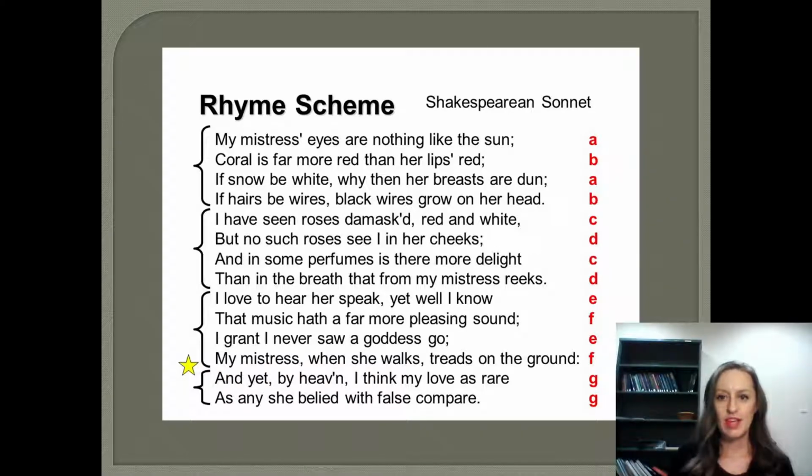Okay, and then for the rhyme scheme, you can see how it works out here. You have the first quatrain, which is A, B: sun and dun rhyme, red and head rhyme. Then we switch rhymes to C, D: white and delight rhyme, cheeks and reeks rhyme. Then a new quatrain of rhymes: know and go rhyme, and sound and ground rhyme. And then at the very end, we have what's called the couplet, G G: rare and compare rhyme. In your book, the Norton sets off the couplet a little bit. Some editors will also divide up the quatrains into sections too, but that is the typical rhyming pattern of a Shakespearean sonnet.